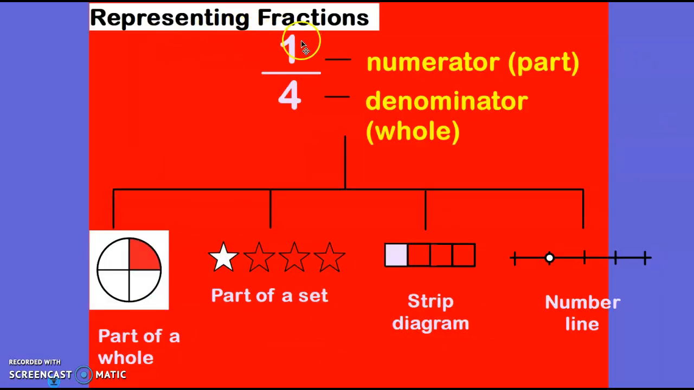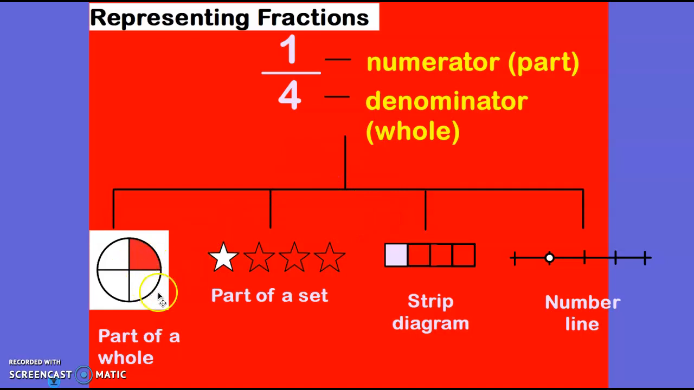When we represent fractions, we need to know the name of each number. The number on top is called a numerator, which is the parts that you want. The number at the bottom is called the denominator, which is the whole thing, whether it's shaded or not shaded, wanted or not wanted. Here are some examples of how to represent 1/4.